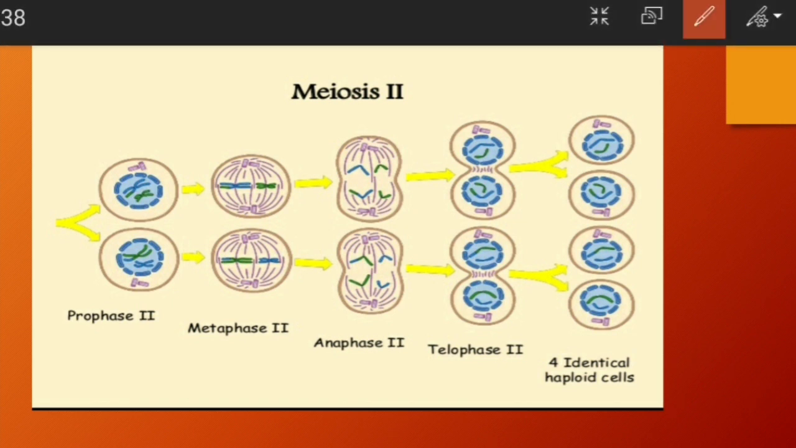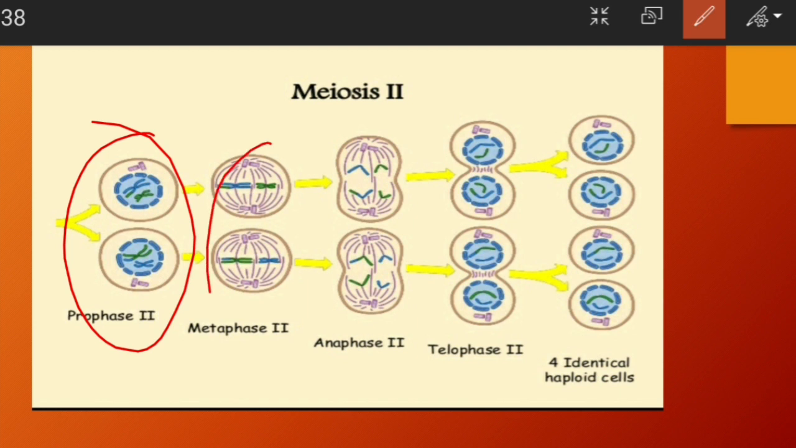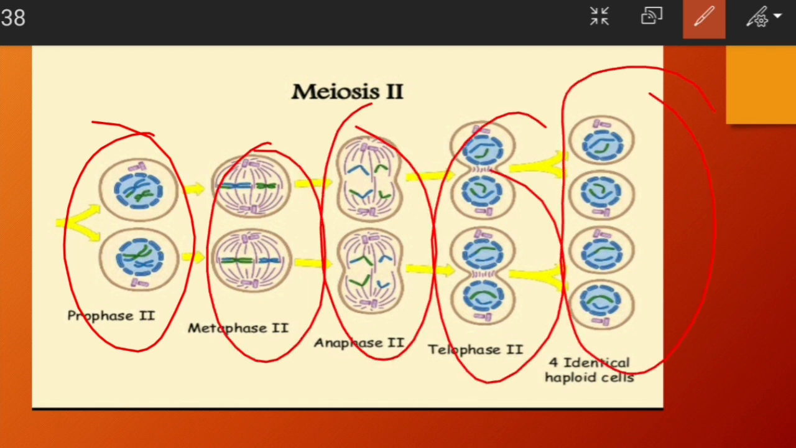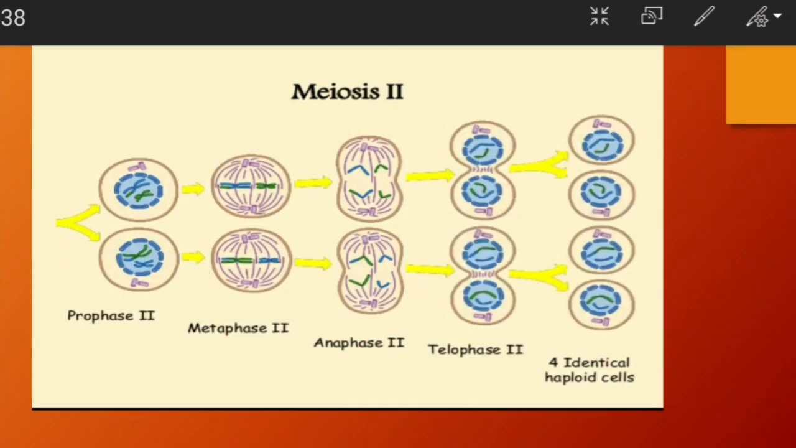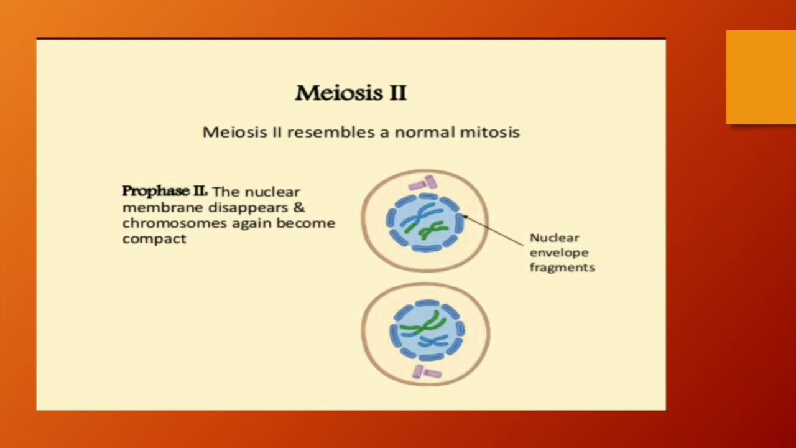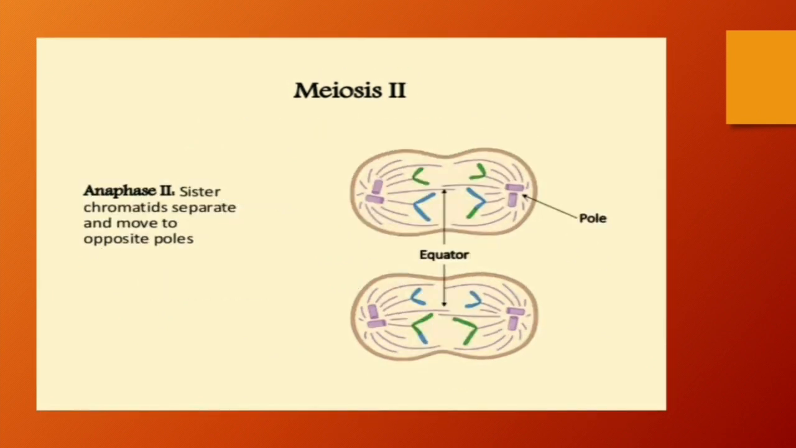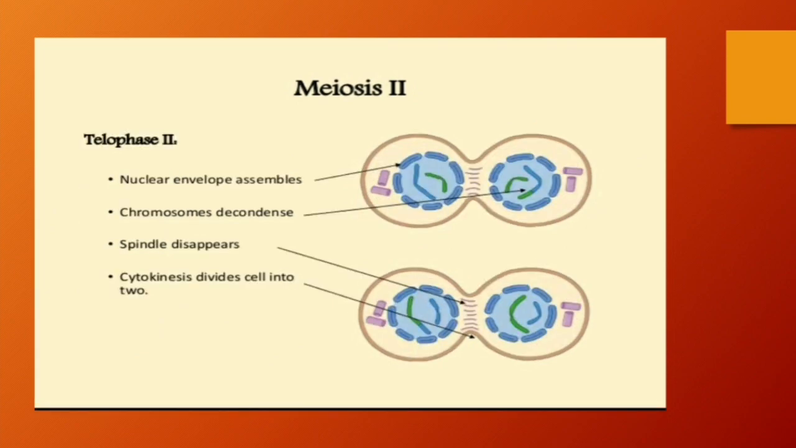Those two cells, students, will enter prophase 2, metaphase 2, anaphase 2, telophase 2, and final cytokinesis, which leads to the formation of four haploid cells. So listen carefully: meiosis 2 is equational, while meiosis 1 and meiosis 2 together are reductional in nature. We have already discussed what happens during prophase 2, anaphase 2 and telophase 2.